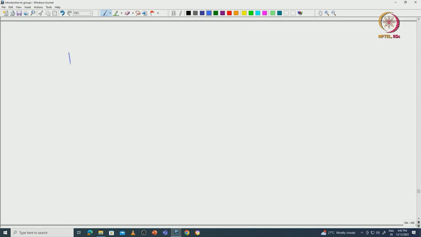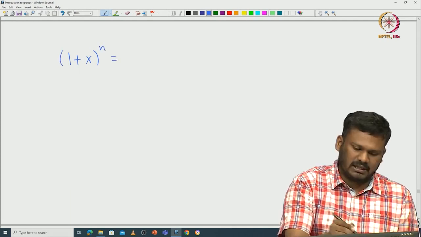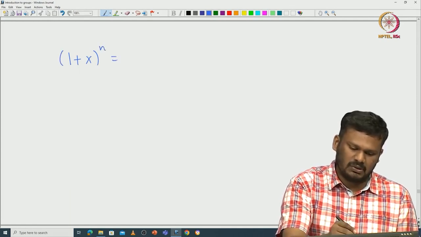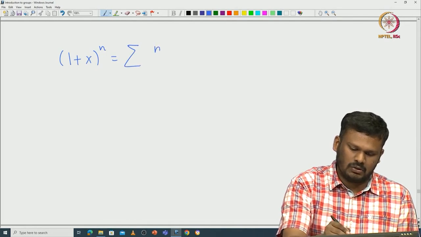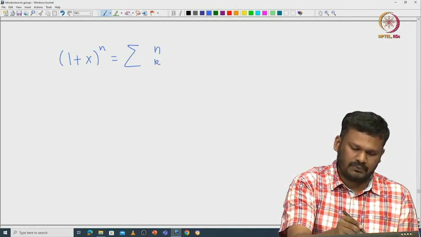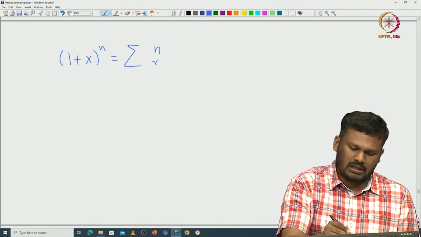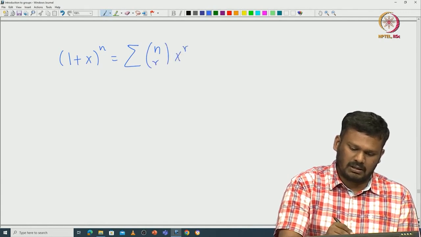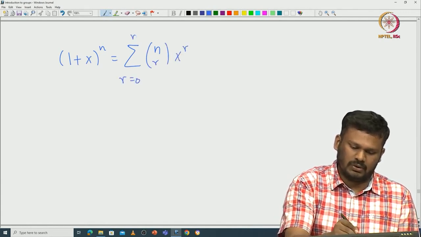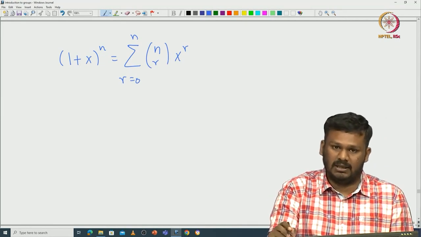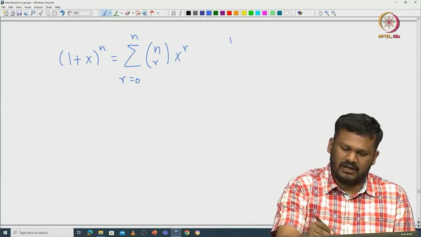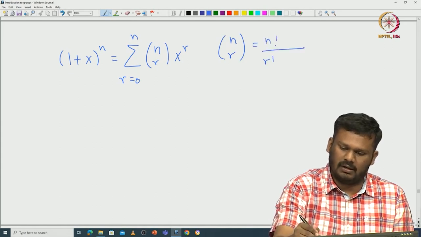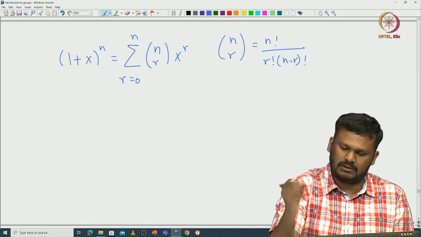So let's recall, 1 plus x power n is nothing but what? Using the binomial expansion, you can see that this is exactly equal to the sum of n choose r x power r, where r varies from 0 to n. So this is just the binomial expansion, where n choose r is nothing but n factorial divided by r factorial times n minus r factorial.